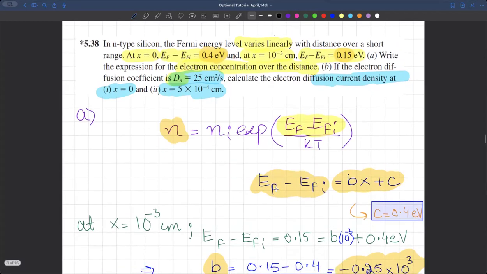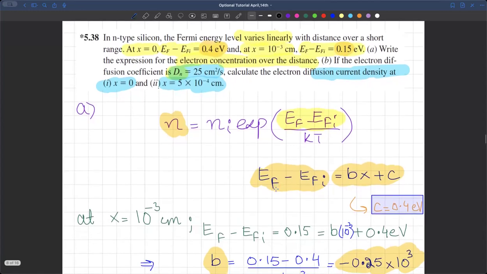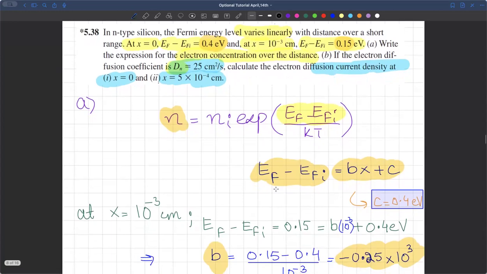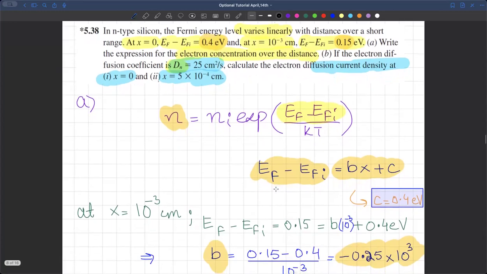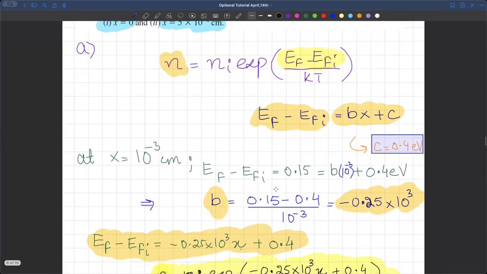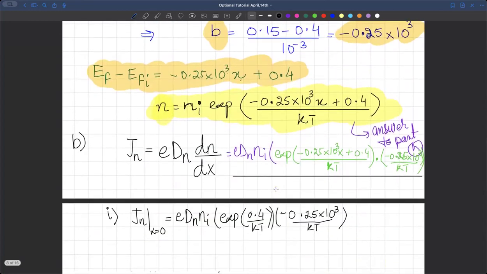In n-type, the formula will have the diffusion coefficient, this is the electron diffusion coefficient, which varies linearly with the electron concentration. Now you have to ask your teacher if you can assume T equal to 300, so you get the value for kT of 0.0259. You just have to plug in. There's nothing that you should be deriving or solving. You just have to plug in the values.